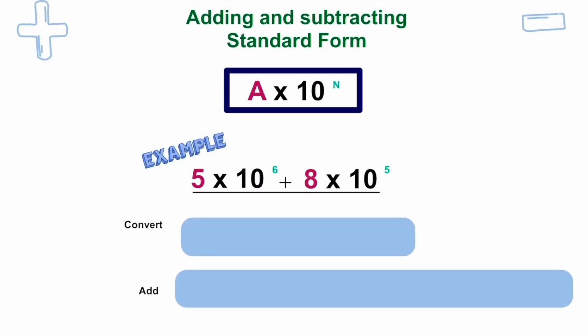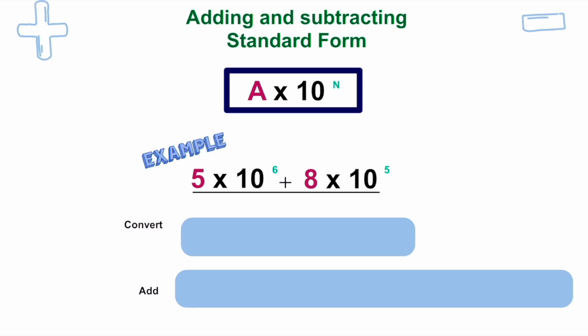Adding and subtracting numbers in standard form requires the numbers to have the same exponent. If they don't, we just adjust them before performing the operation. So let's consider this example. We have 5 times 10 to the 6 plus 8 times 10 to the 5. These do not have the same exponents.